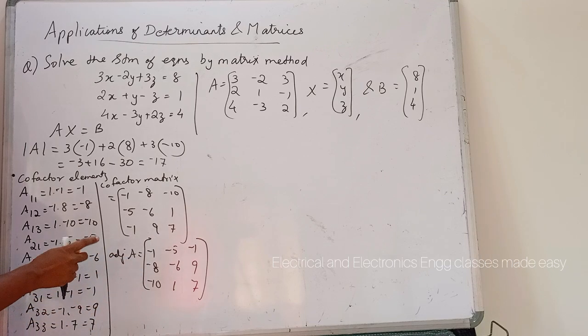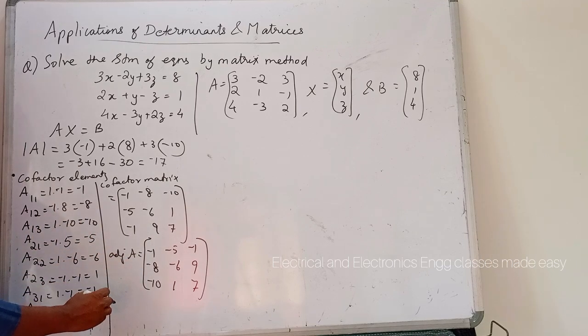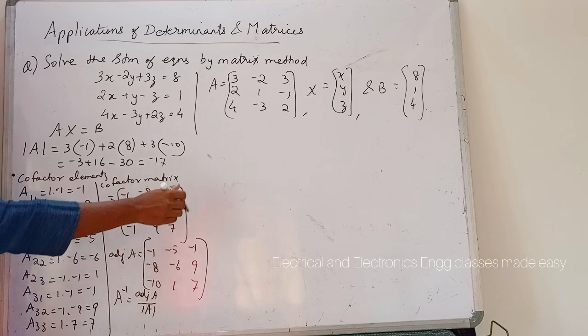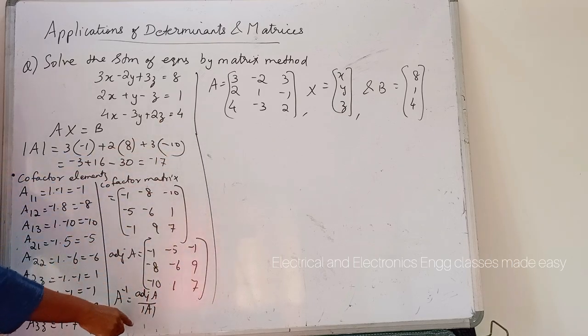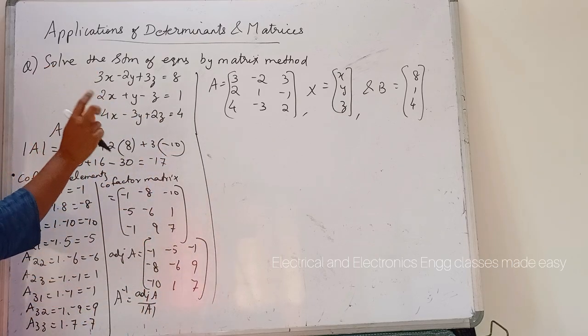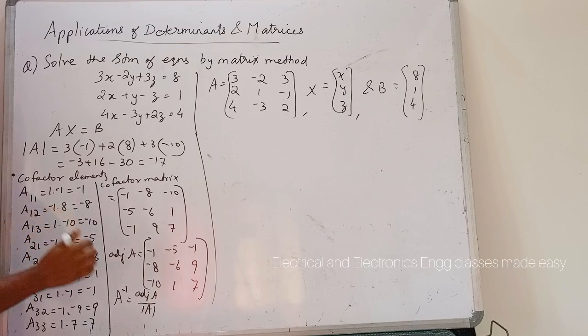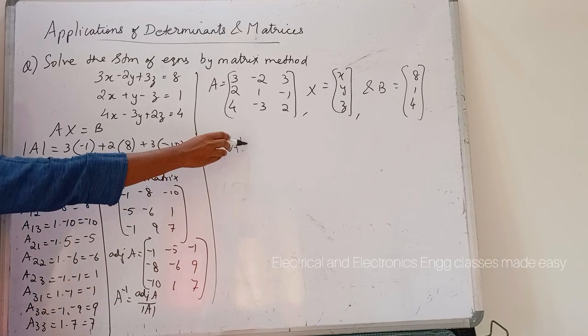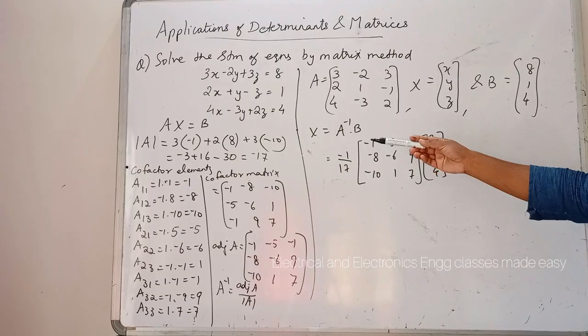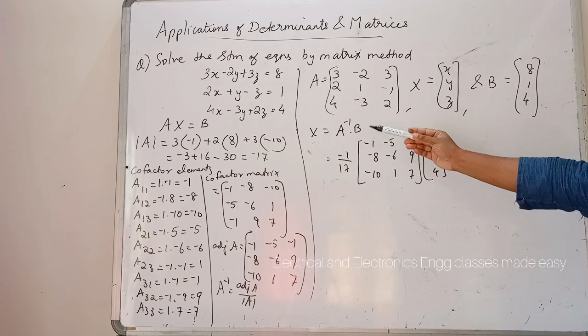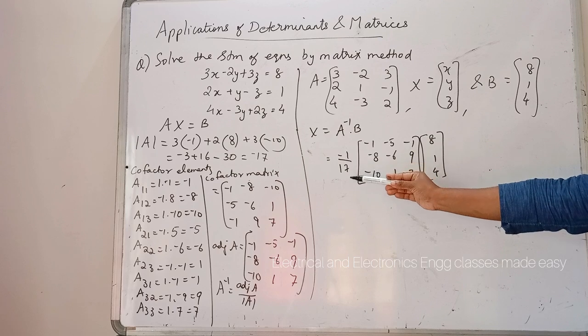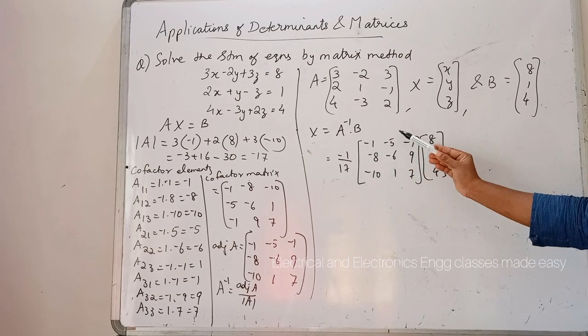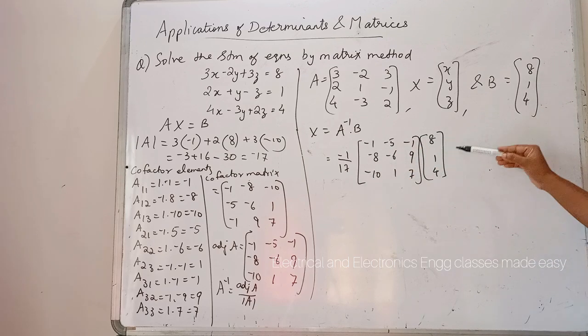Now we can find the value of A inverse. That is A inverse is equal to adjoint A divided by determinant of A. And from that we can find the solution of the equation. That is, the solution of the equation is x is equal to A inverse into B. So A inverse is 1 by determinant of A into adjoint of A, then into B.